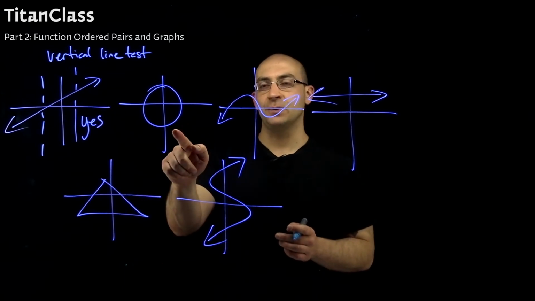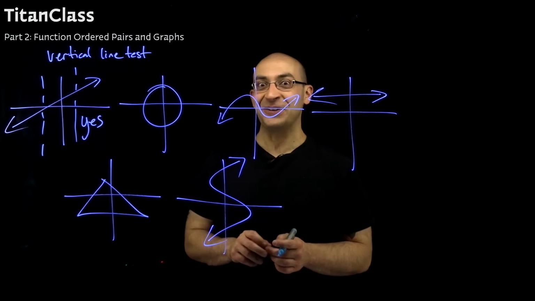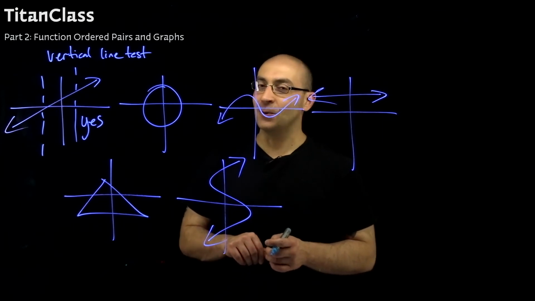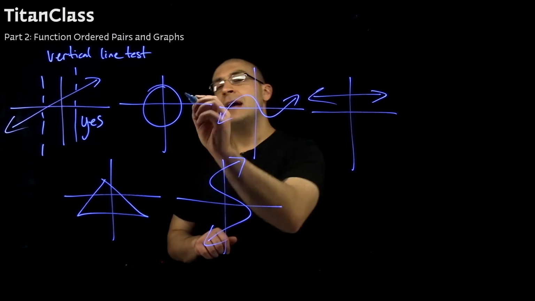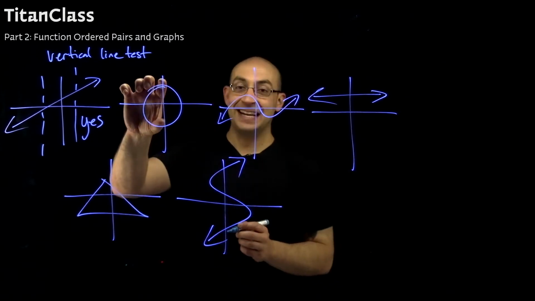Let's take graph number 2, the circle. Circles aren't functions. They never will be, nor have they ever been. So how do we know it? Well, we know because it's a circle.